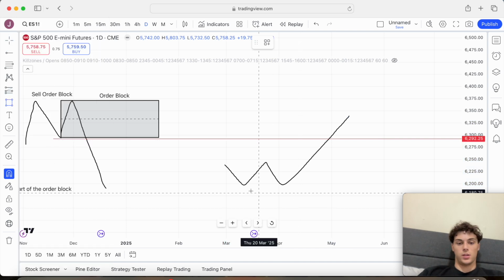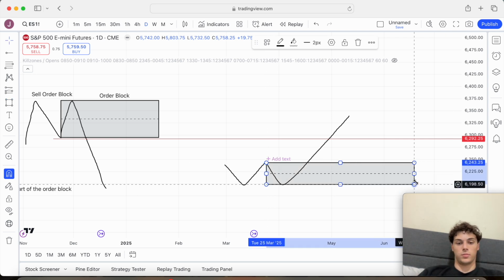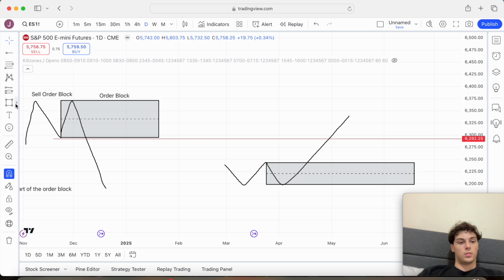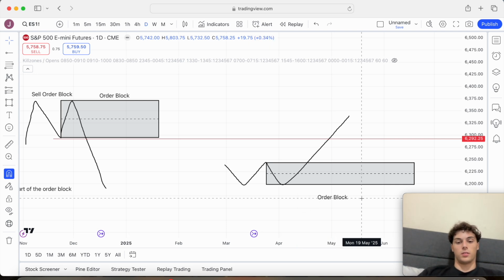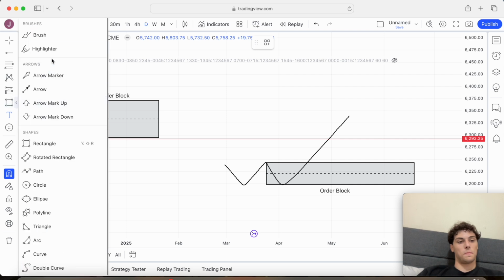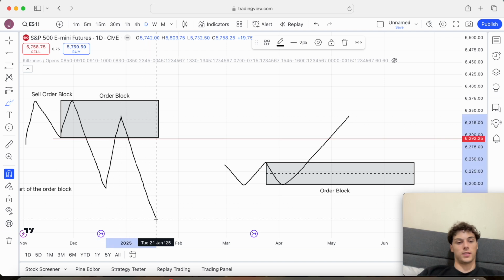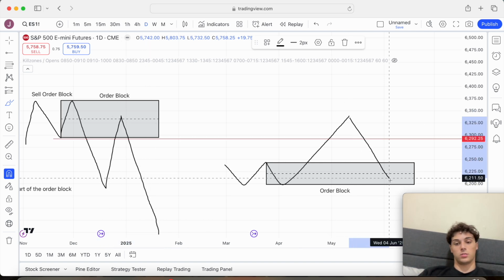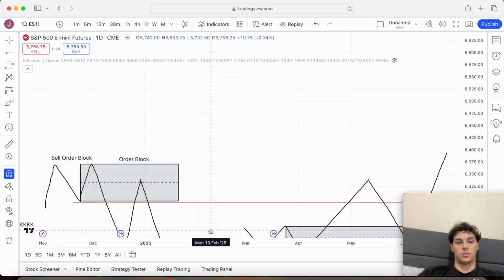So then right here, you get that sweep, you get the break of structure. This down move is going to be the order block. So then you have that, and then typically when it goes back in, it'll retest the order block and then continue going down further. So on boom, boom. That's all it does. It just continues going back down.